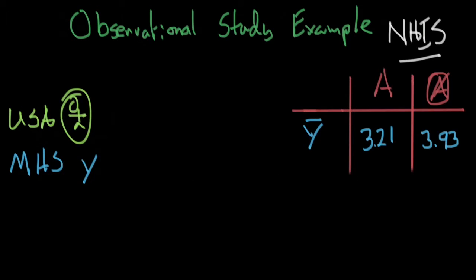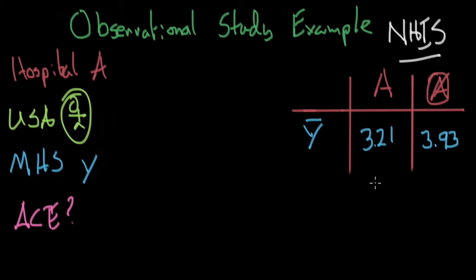Now, the treatment in this case, a little bit odd, is going to be a hospital. So those that are treated, A, are those that went to the hospital, and those that are untreated, which is the A naught, are those that did not. And so notice for A we get 3.21 versus the A naughts, the people that didn't go to the hospital, we get 3.93.